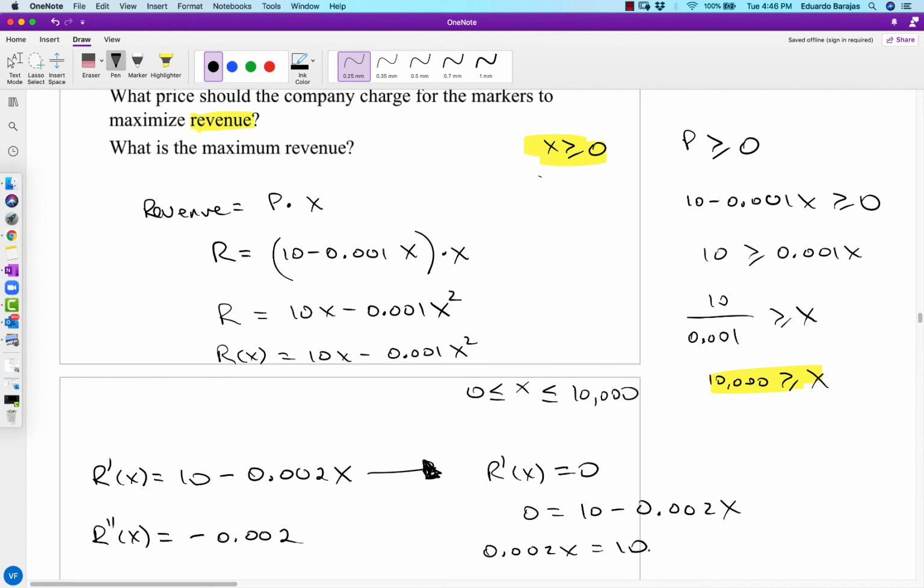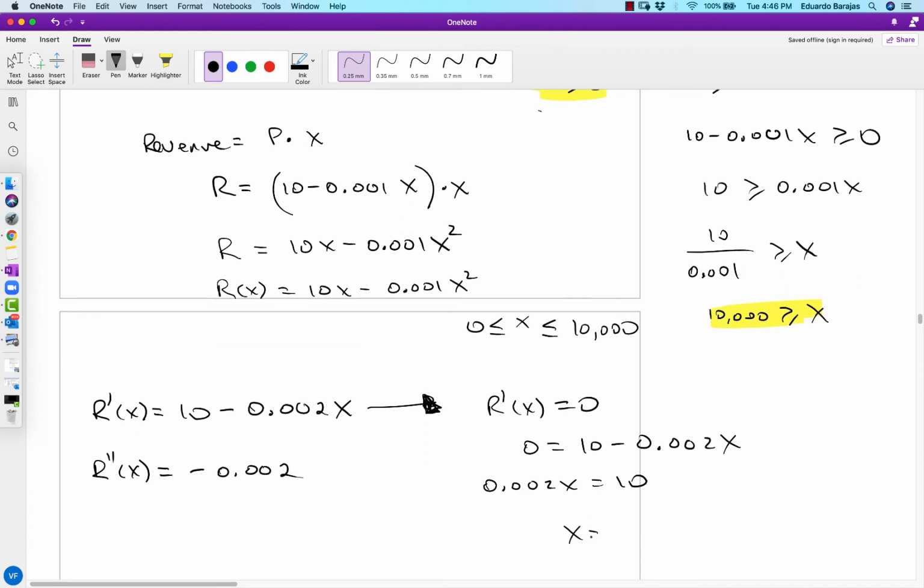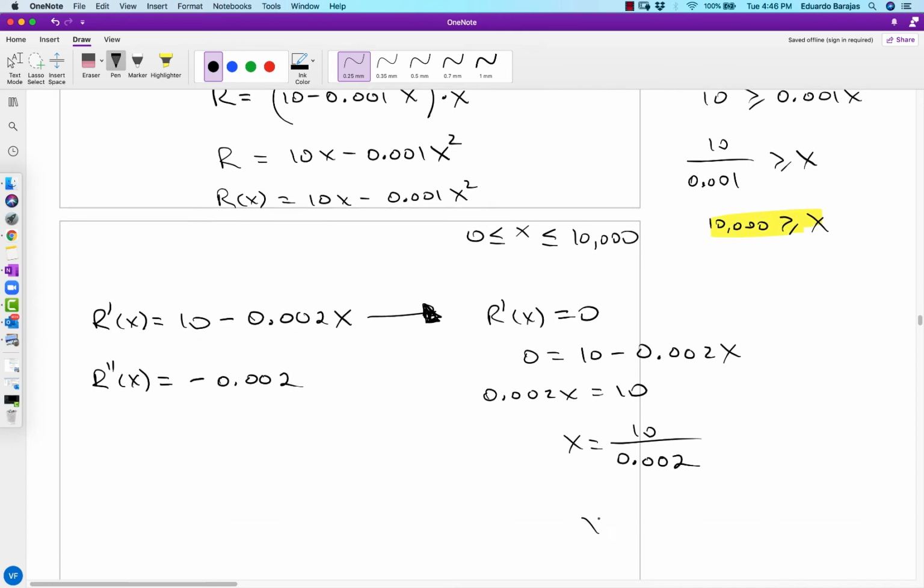So that means that 0.002x must be equal to 10. And so x equals 10 divided by 0.002, which means x is equal to 5,000. Okay, and it's within the domain, so that's our critical number. X equals 5,000 is our critical number. That might be our answer. We just have to confirm that that's our answer.